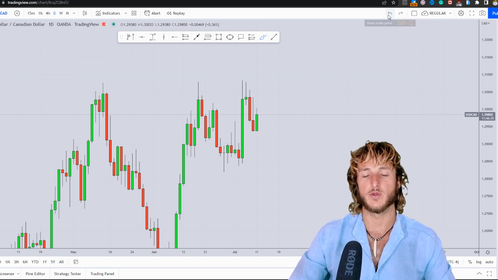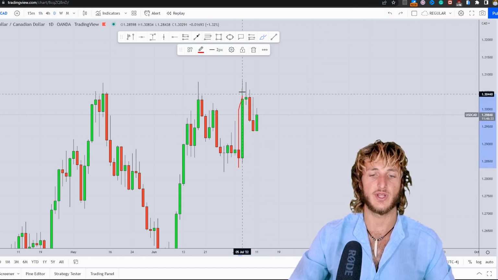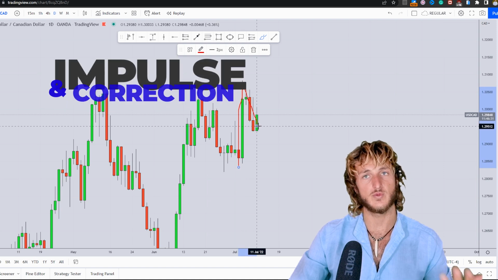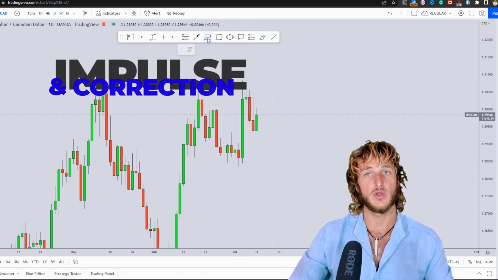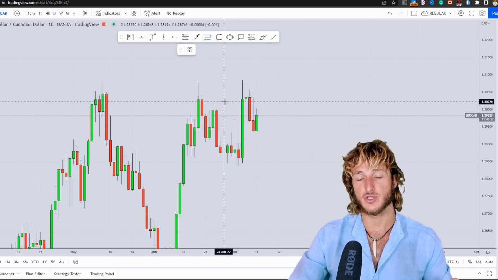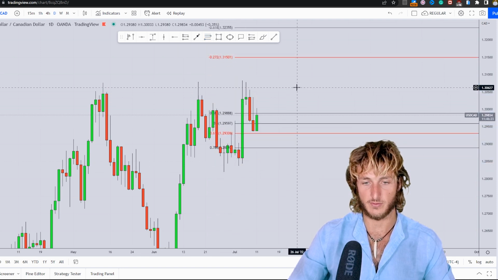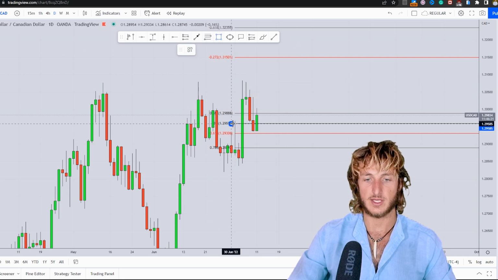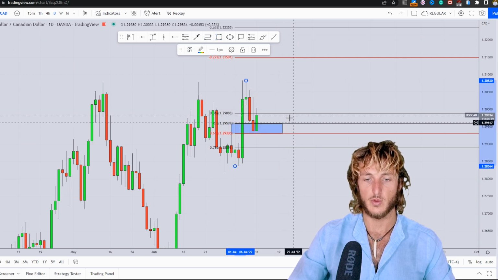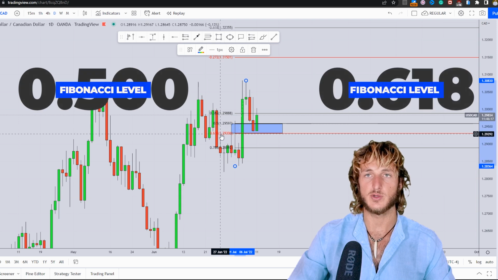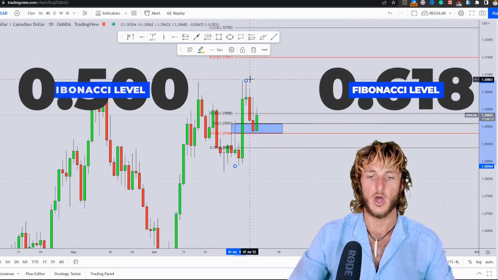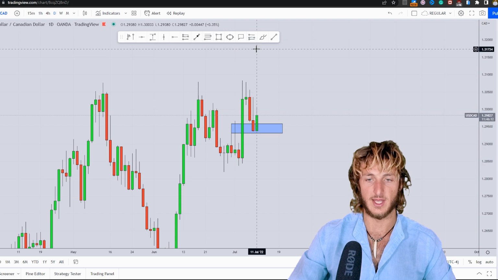However, at the moment, what we can notice is that we just printed a nice impulse and correction. As we did before on the weekly, when you have an impulse and you want to measure the correction, you have to take your Fibonacci from the low to the high of the impulse. And if we do that, we can see how the market has just retraced to the zone which is in between the 50% and 0.618 golden ratio of the Fibonacci taken on the daily impulse.